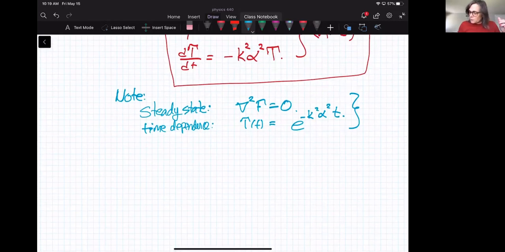All right, so we have an example, which is also going to be your in-class problem. I'm going to set it up and then set you loose.